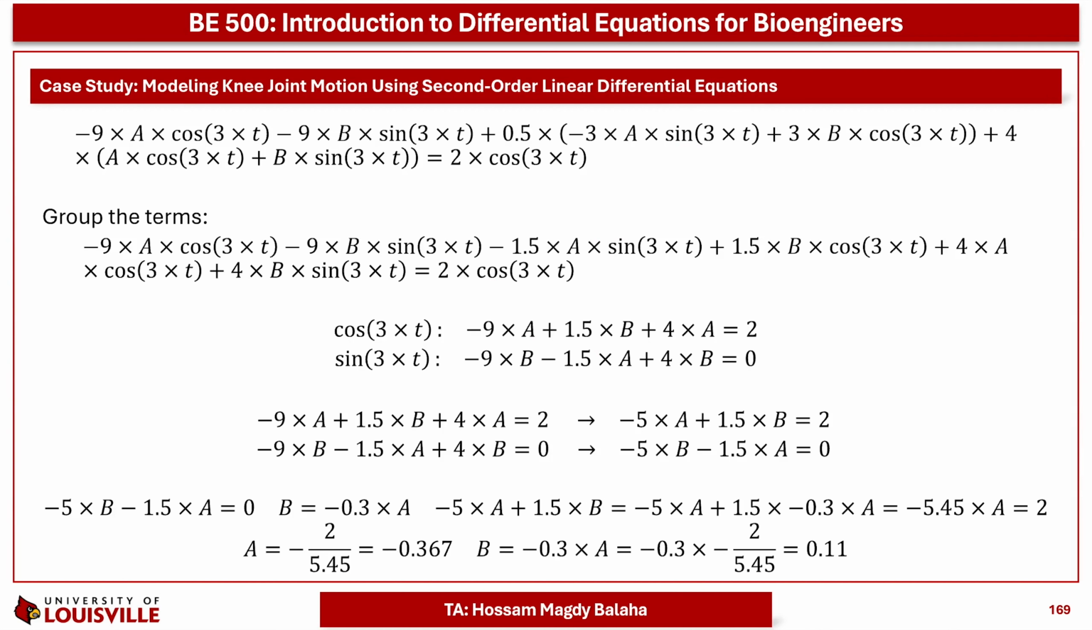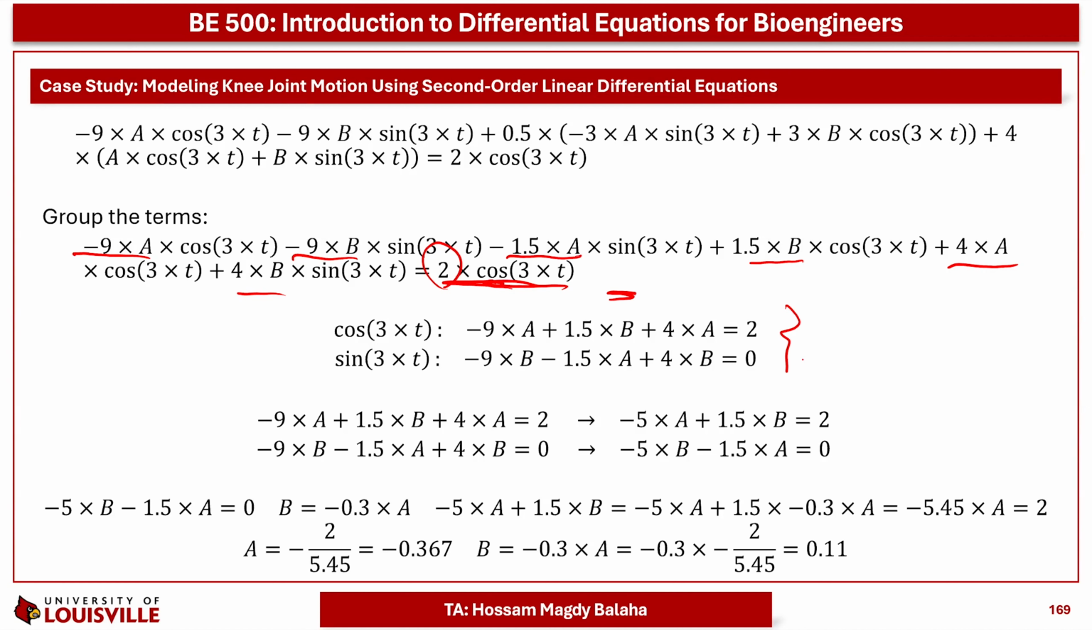Start to group and organize the terms so that you can find the coefficients of cosine and sine easily. So the coefficient of cosine 3t will be negative 9a plus 1.5b plus 4a equals 2, because the right hand side has a coefficient of 2 and it's cosine. And for sine, it will be negative 9b, negative 1.5a plus 4b equals 0, because there are no sine parts in the right hand side.